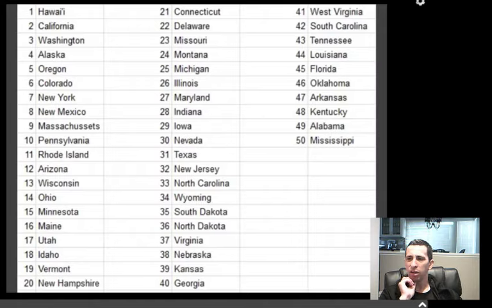Why is Idaho ranked so high? Idaho's beautiful. The mountains and the lakes and the ski resorts, very, very pretty. They have nice scenery. They have a lot of nice national parks.